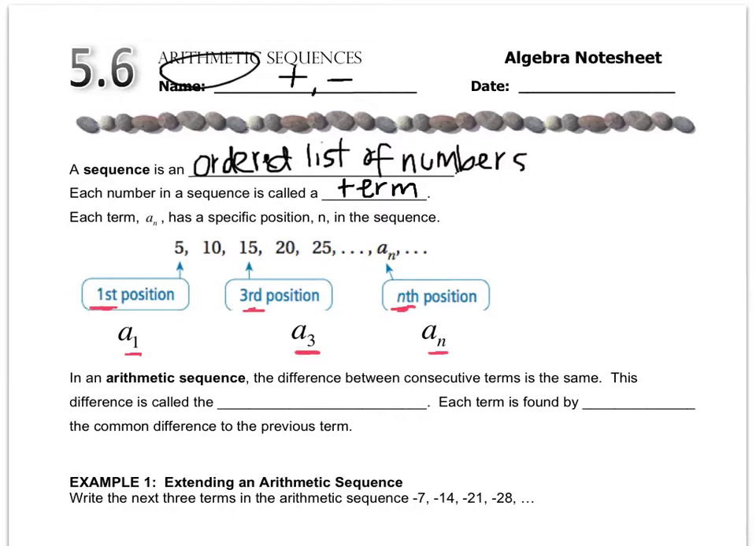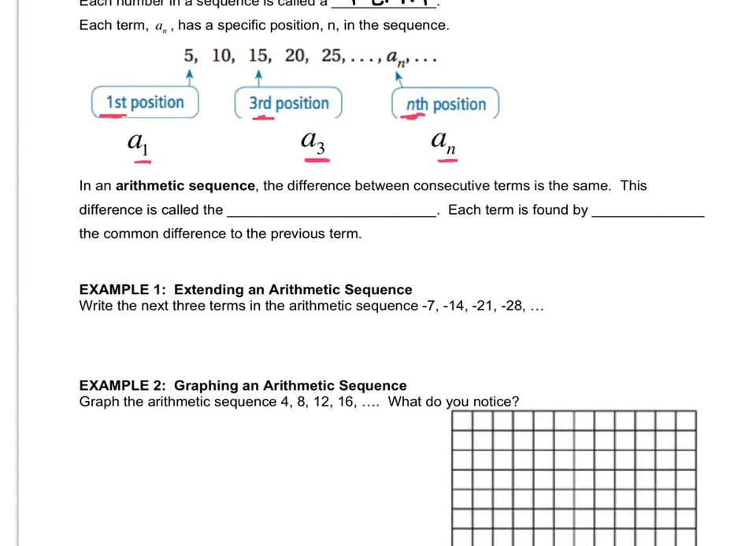In an arithmetic sequence, the difference between consecutive terms is the same, and consecutive means one right after the other. This difference is called the common difference. And the way that you find each term is by adding the common difference. Now, what if it's a sequence going smaller? So you can add, but how could you add but really subtract? What would you have to do? Well, you'd add a negative. So you can also subtract by adding a negative, but you don't write it as subtraction, you write it as addition of a negative.